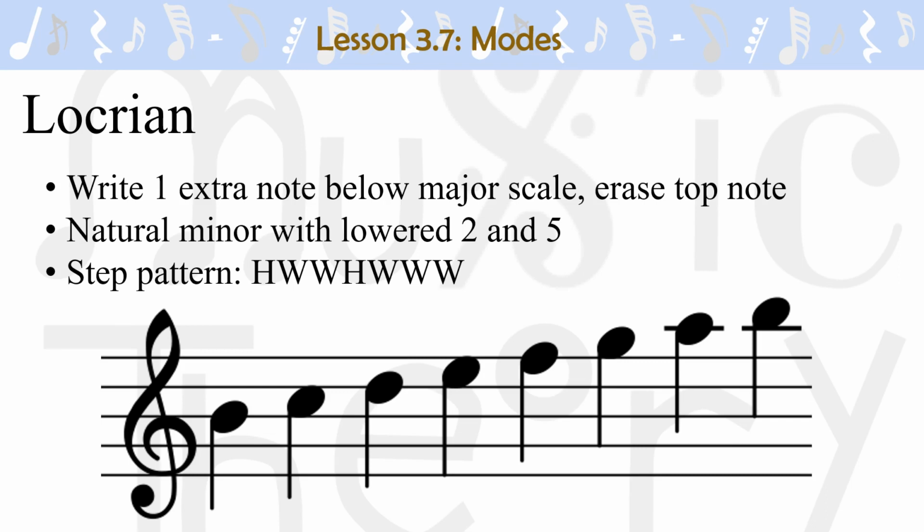To build a Locrian scale, take any major scale and write one extra note below the first note. For example, in C major, we take the scale C, D, E, F, G, A, B, C and write an extra B below the first note. Finally, we erase the top note, C, to get B, C, D, E, F, G, A, B, which is called B Locrian. It is also equivalent to natural minor, except that scale degrees 2 and 5 are lowered a half step. The step pattern of the scale is half, whole, whole, half, whole, whole, whole.